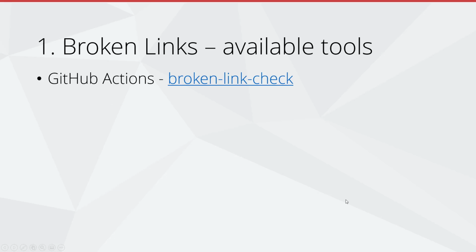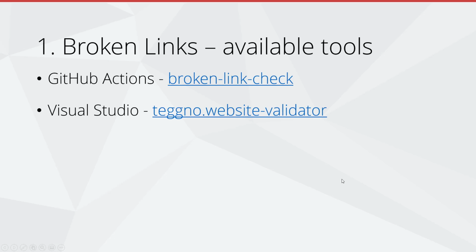For the broken links, the available tools on the market at the moment are: on GitHub Actions, we have the broken link check, and on the Visual Studio Marketplace for Azure DevOps, we have this tool here. Now, both have no historic view and are quite slow.